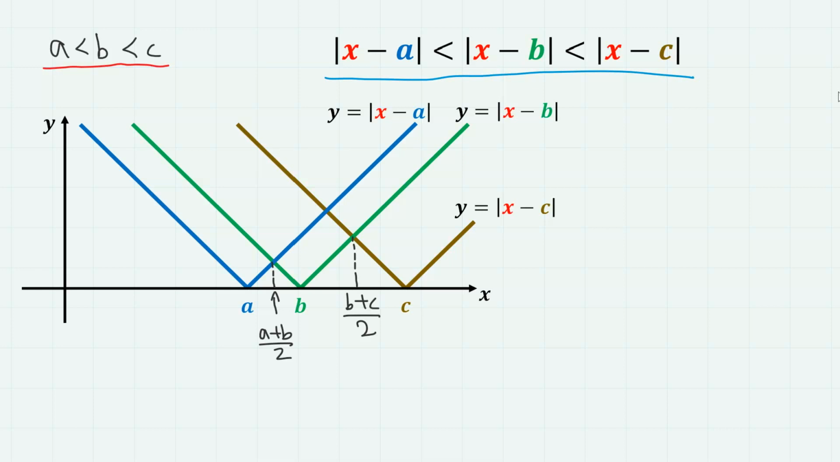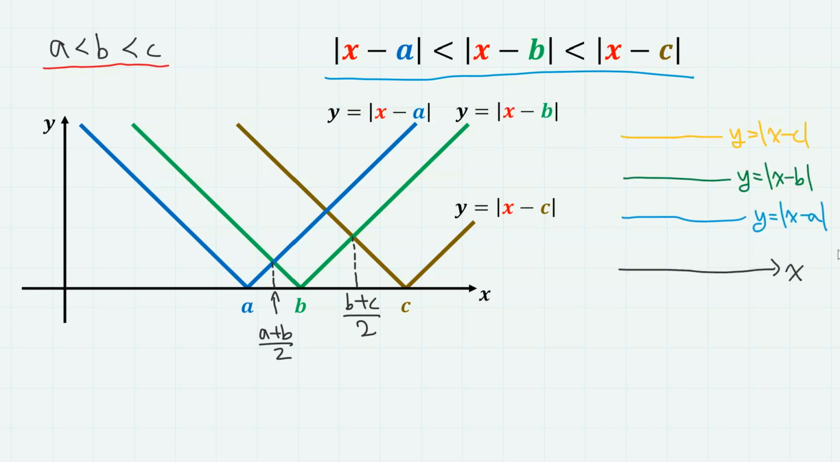That is, the region where three graphs are positioned like this. The graph of y equals the absolute value of x minus a is below the graph of the absolute value of x minus b, and the graph of y equals the absolute value of x minus b is below the graph of y equals the absolute value of x minus c. From the figure, we can find that this region is given as this.